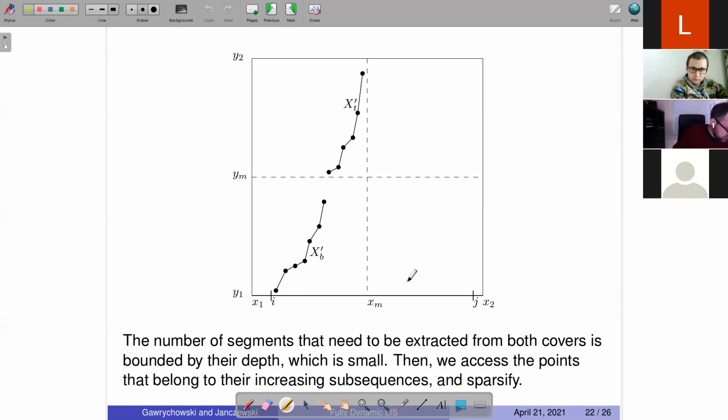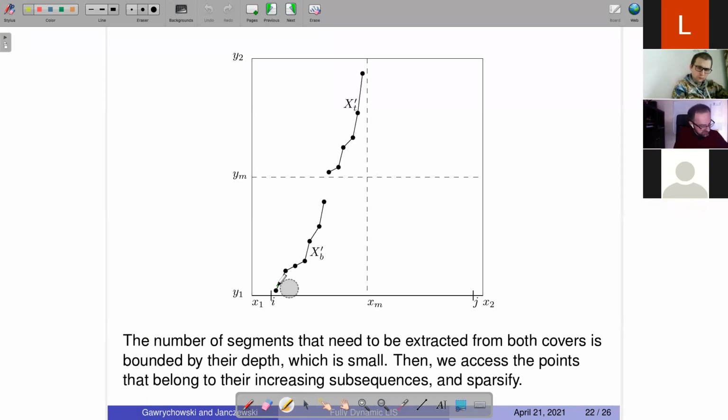So this is the rectangle for which you want to compute something. And now we have different cases. So x1, x2 is the whole rectangle, xm is the middle x coordinate, and we also consider the middle y coordinate. And now when you think about a possible chain, it's partitioned into two parts with smaller y coordinates than ym and larger coordinates than ym.